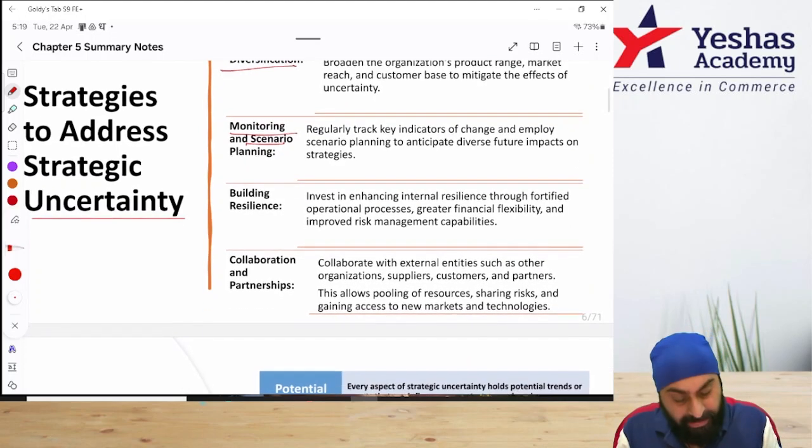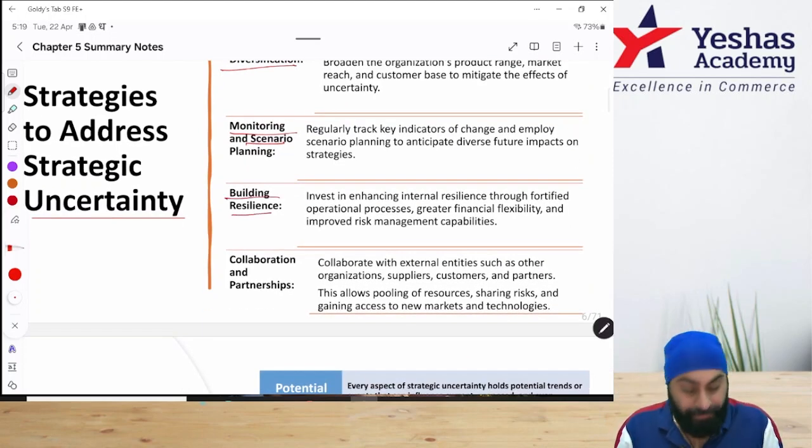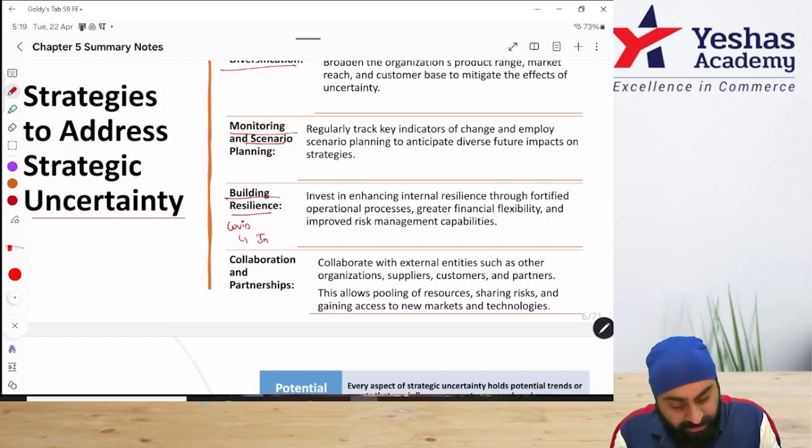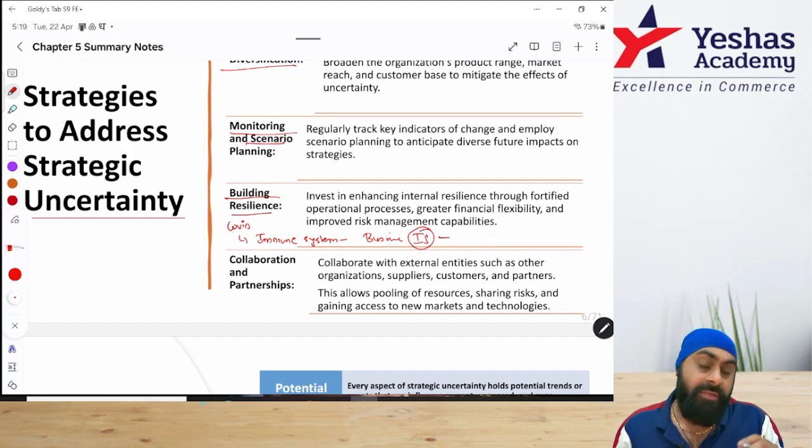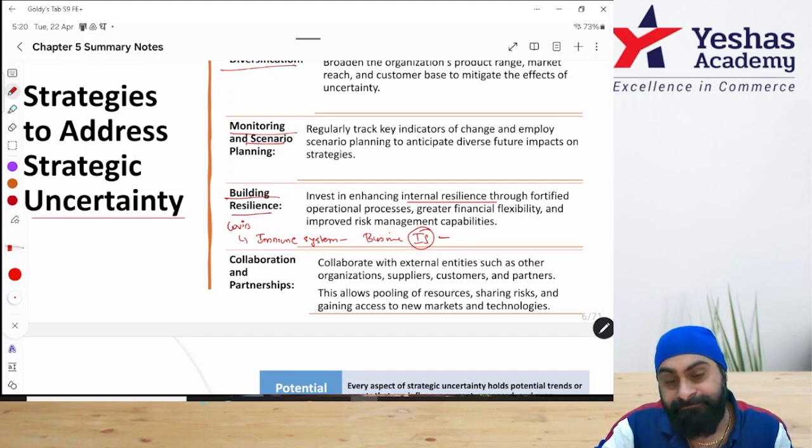Monitoring and scenario planning. Building resilience. See, in COVID, people who unfortunately lost their life, it is because they did not have a good immune system. Correct? That also goes for businesses. If businesses do not have a good immune system, I will call it IS, they will face problems of uncertainty. They will not be able to handle it. So create an internal resilience, an immune system, so that the organization can survive it.